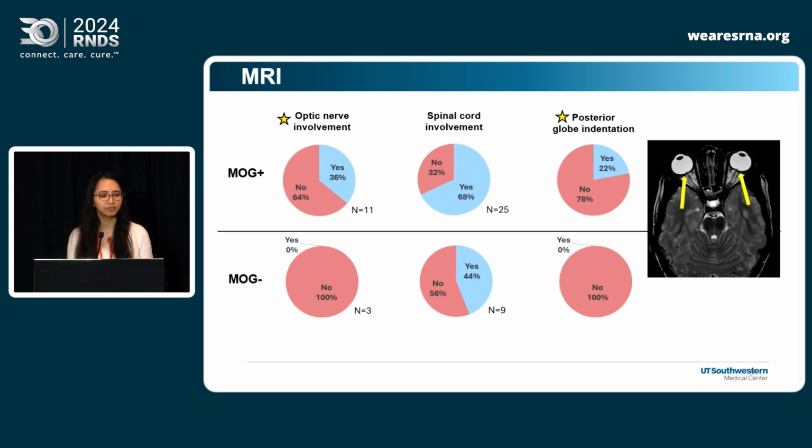And so what this is suggestive of is there's increased pressure behind the eye, building up and pressing on the back of the eye. So there's increased pressure in the brain. And we are able to see this on MRI really only in the MOG-positive cohort.